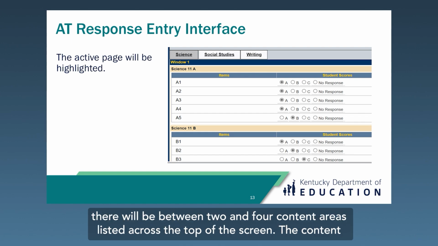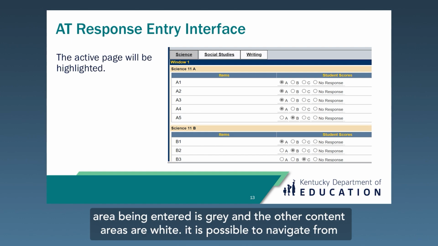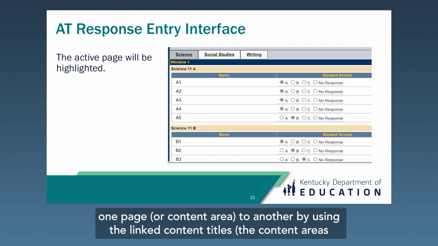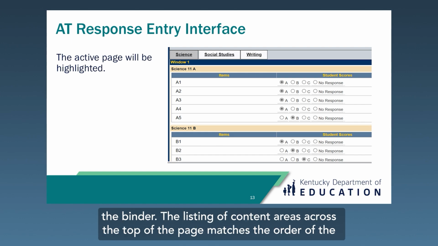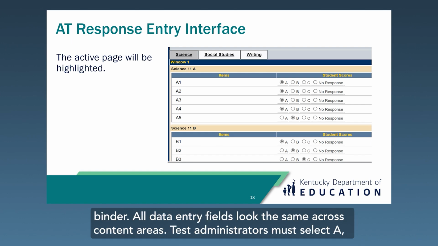Depending on the grade of the student, there will be between 2 and 4 content areas listed across the top of the screen. The content area being entered is gray and the other content areas are white. It is possible to navigate from one page or content area to another by using the linked content titles, the content areas at the top of the score entry. Tests must be administered in the order in which they appear in the binder. The listing of content areas across the top of the page matches the order of the binder.